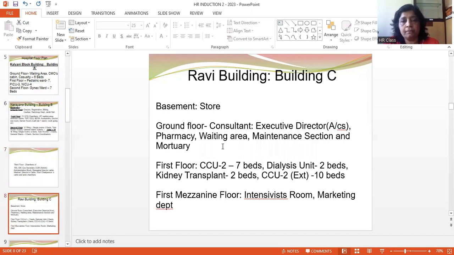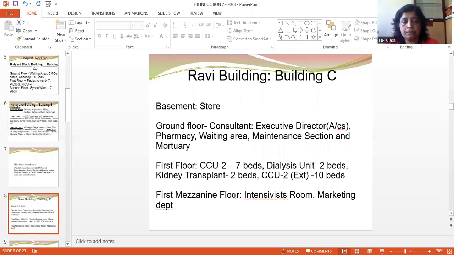Moving on to building number C, Ravi building. Basement, we have the stores. Ground floor, we have our consultant, executive director accounts, Chalam sir's chamber, the pharmacy, the waiting area, maintenance section, and mortuary. Moving on to the first floor, we have CCU2. It is written total number of beds there is 20, 6 beds, dialysis unit 2 beds, kidney transplant 2 beds, then CCU2 extension 10 beds.